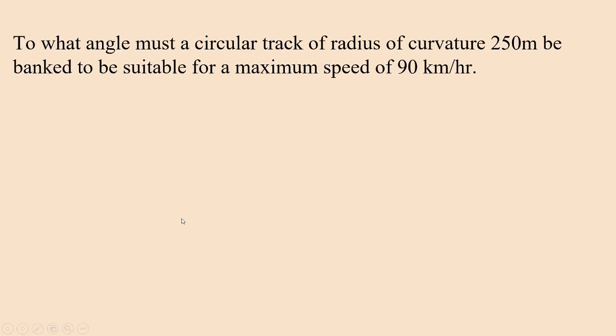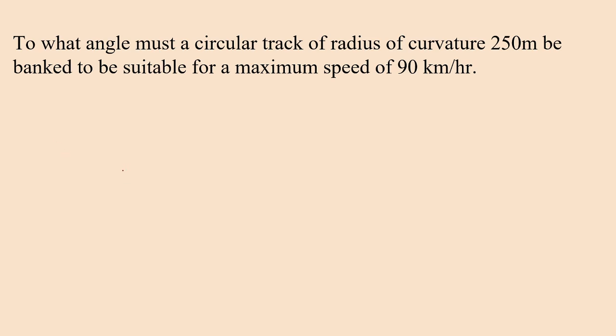Then move to the next problem. To what angle must a circular track of radius of curvature 200 meter be banked to be suitable for a maximum speed of 90 km per hour? You can read once more. To what angle must a circular track of radius of curvature 200 meter be banked to be suitable for a maximum speed of 90 km per hour?